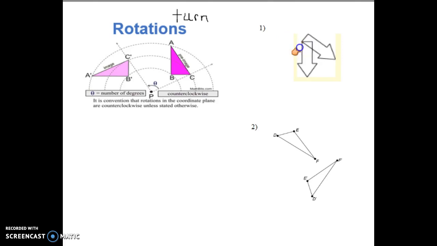This one has been turned about this point right here. So that tells you that it's a rotation. Another example, if you look at these two triangles, notice that they're the same size, but we could draw a line of reflection. It hasn't reflected over, right? This would go over here. And it hasn't been slid down because my F would still be down here. So we can tell that this has been rotated.